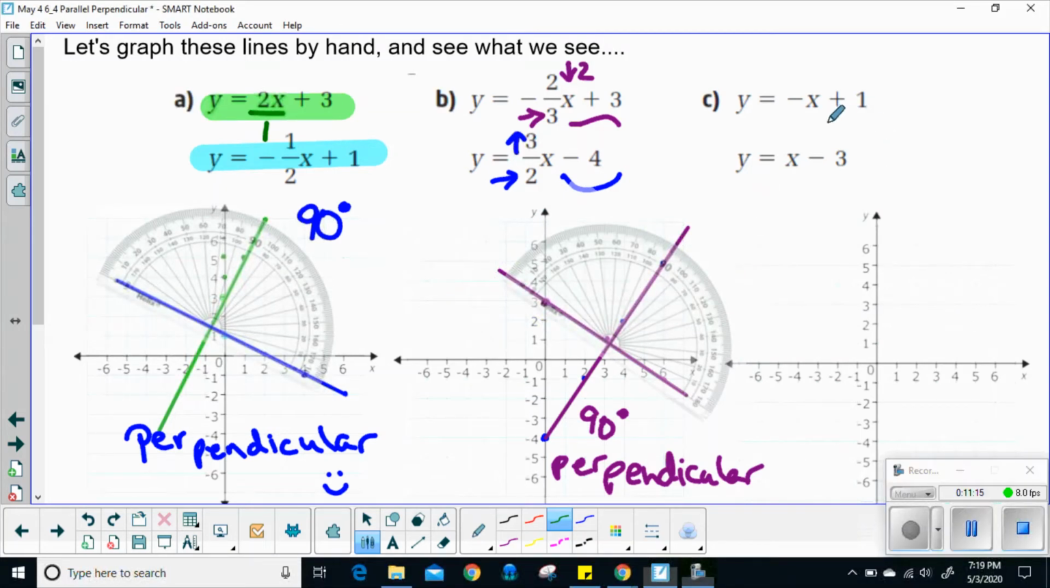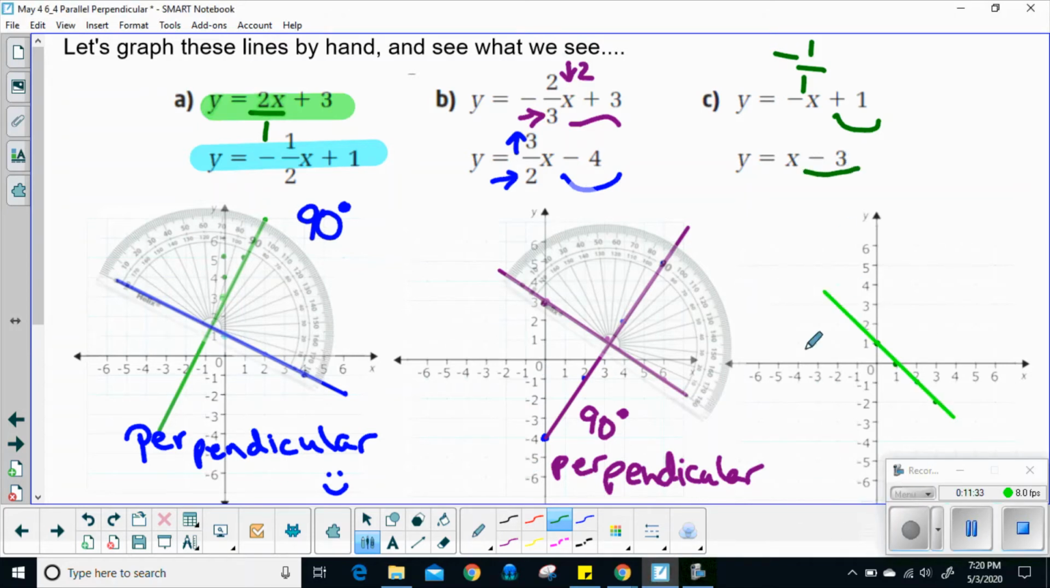Okay, let's try this one more time. So here I have a y-intercept of plus 1. And negative x means I have a slope of negative 1 over 1. So I'm going to go down 1 over 1, down 1 over 1. Good. So that'll give me a line.